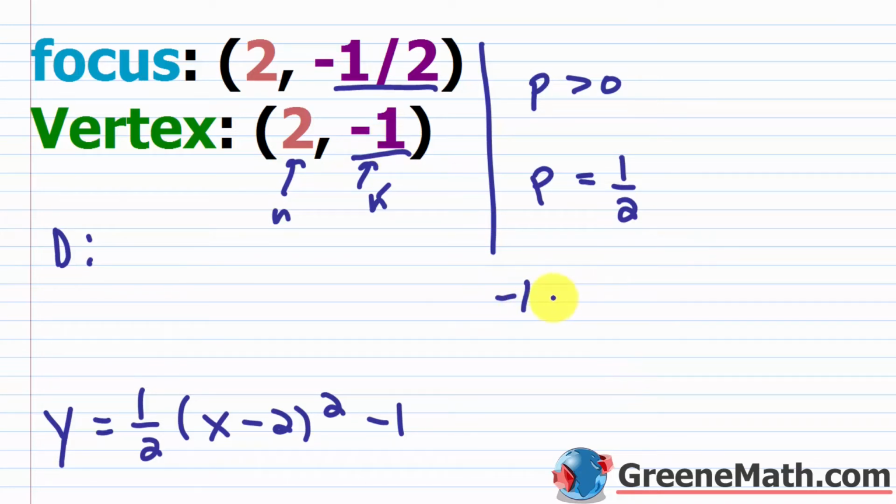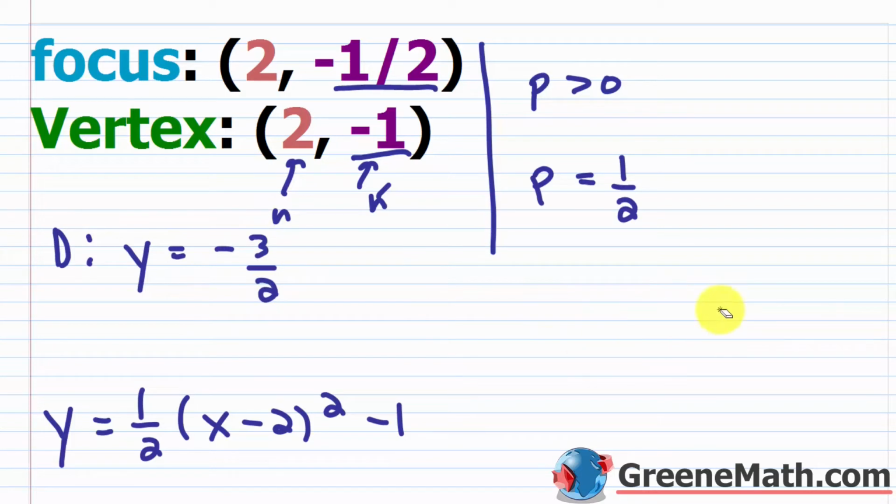So -1 minus 1/2 would be negative 3/2, right? If I got a common denominator, this would be negative 2 over 2. Negative 2 over 2 minus 1/2 would be negative 3/2. So the directrix would be y equals negative 3/2.